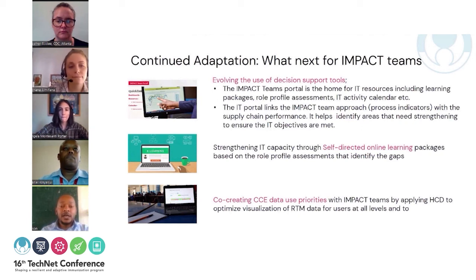Something else that we are doing is developing self-directed online learning packages to support the impact teams to build their skills. So this week, for instance, we'll be rolling out our first package for Supply Chain Sam, which covers all the competencies needed for Supply Chain Sam. The next one will be for Data Wizard Diana, and we'll keep rolling them out. And our approach is to roll them out and get feedback from the users and iterate as we move forward.